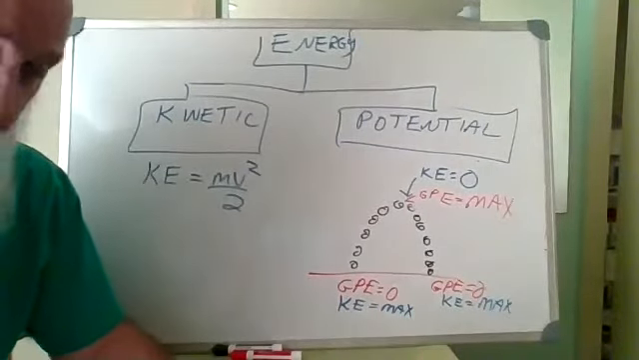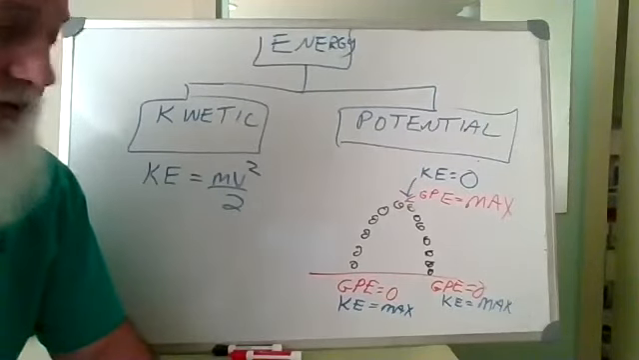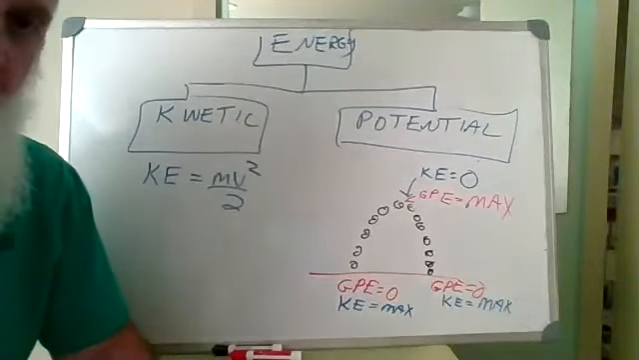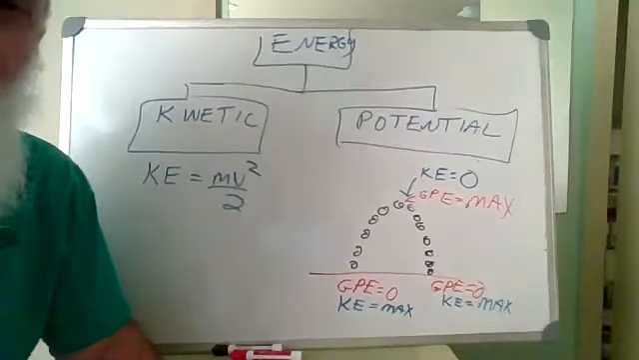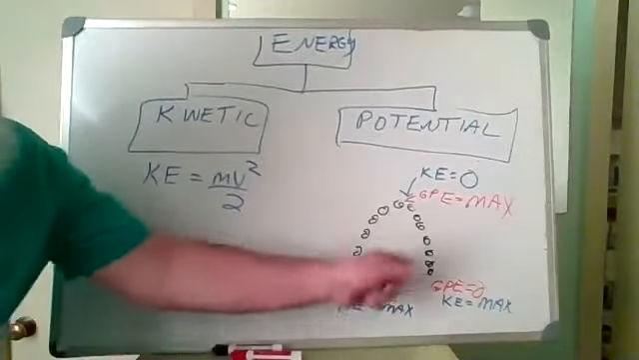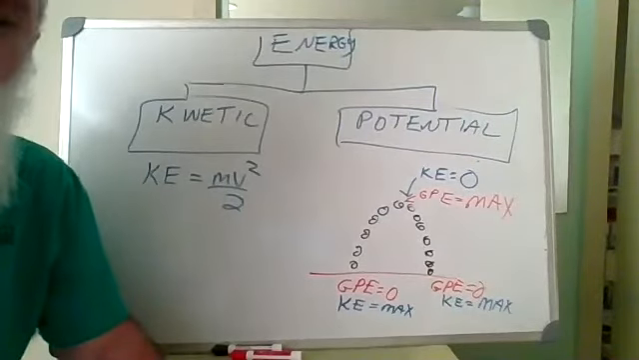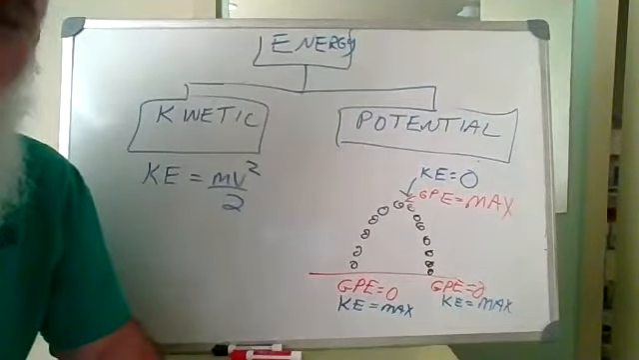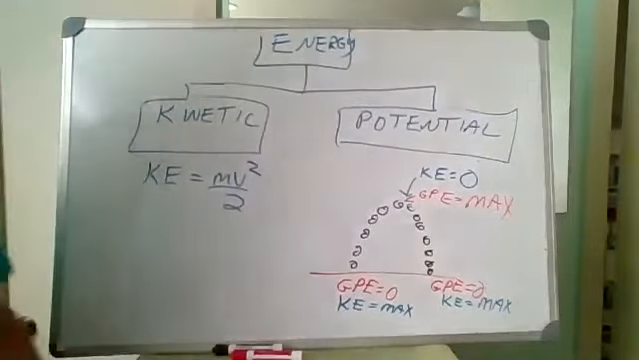So there's some relationship between those two. Anybody have any idea what that might be? When kinetic energy is at its maximum, the potential energy is 0. Well, that's true, but I'm after something else. No matter where the ball is at, the total amount of energy remains constant.